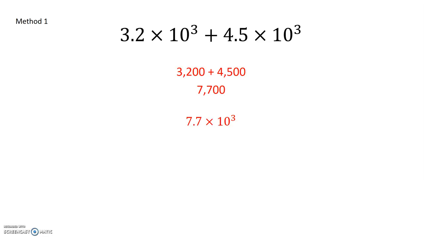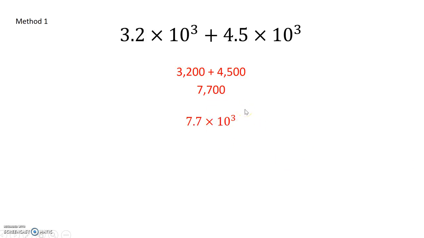And a lot of people notice, if you were looking at this problem or maybe looking for a shortcut, that you could have gotten the 7.7 by just adding together 3.2 and 4.5. That would take care of your first factor. And then as for the other part, the power of 10 just stayed the same, 10 to the third, 10 to the third, and in our answer we just have 10 to the third.